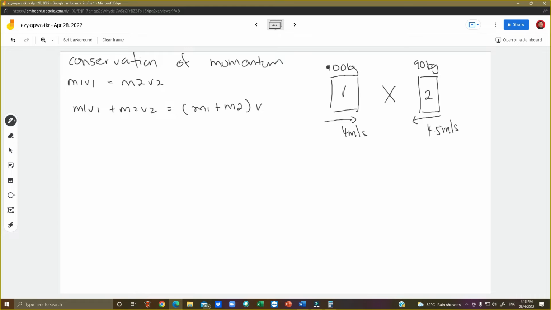This is the old one, M1, M2. The new one is a combination of those two. So please find out the new system. Okay, I'm going to list down the information we have. M1 equals 100. V1 equals 4. M2 equals 90. V2 equals 4.5 meter per second. So please find out the new V.